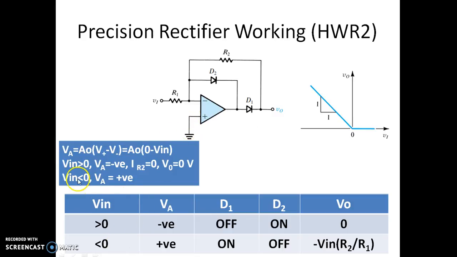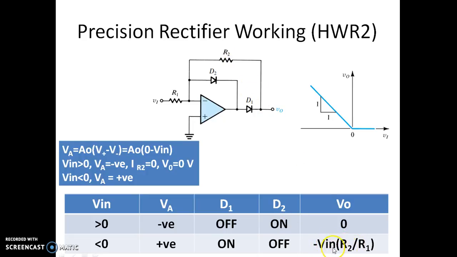Now let us consider when the input voltage is negative. When the input voltage is less than 0, this will be positive over here. When it is positive, D2 is off, whereas D1 is on. The voltage at this point is positive because it is connected to the inverting terminal. When V minus is less than V plus, we have a plus VCC. This plus VCC will turn on diode D1. Once D1 turns on, this looks like a short circuit, and this is an open circuit. Now you can see this looks like an inverting amplifier. So the output voltage is given by minus V in multiplied by R2 by R1.